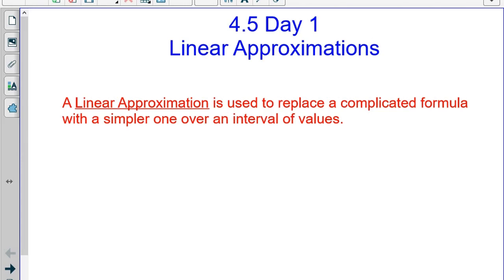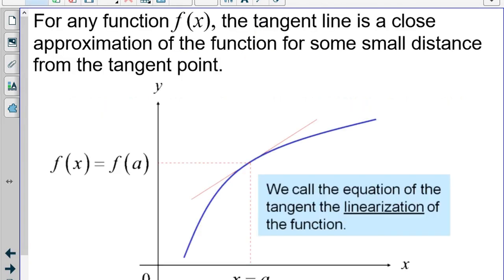Linear approximations, day one. A linear approximation is used to replace a complicated formula with a simpler one over an interval of values. There are a variety of different ways to do this. The thing we're going to focus on today is called linearization. The equation of the tangent line is the linearization.